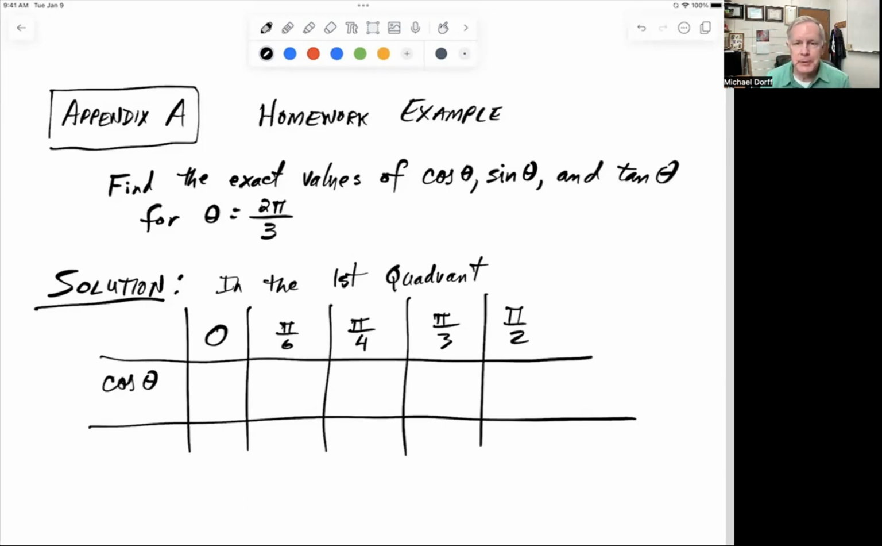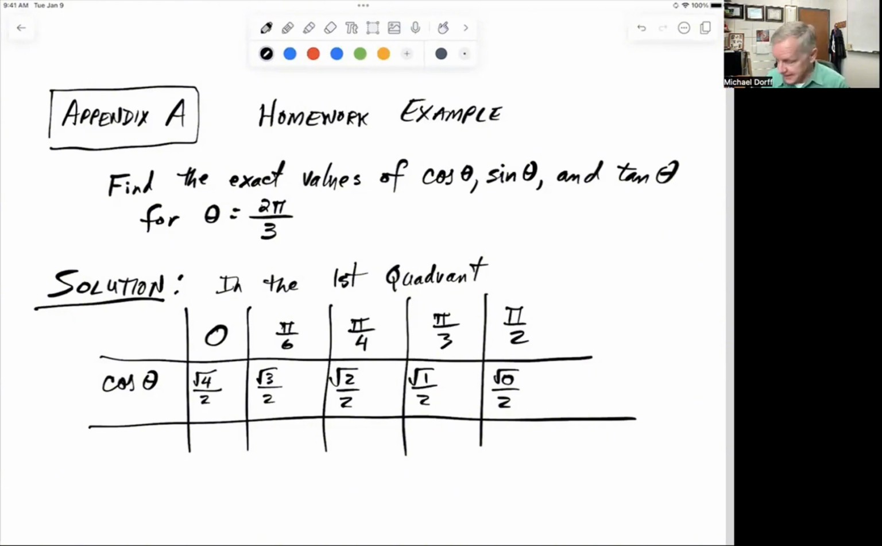I think this really helps you remember the values if you can remember this pattern. What it turns out to be is square root of 4 over 2, square root of 3 over 2, square root of 2 over 2, square root of 1 over 2, and square root of 0 over 2. See the pattern there? There's 2 on the bottom in every single case, and on the top we go square root of 4, square root of 3, square root of 2, square root of 1, square root of 0. It's a nice little pattern.